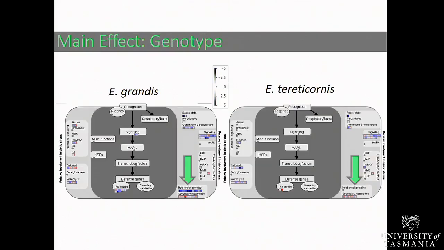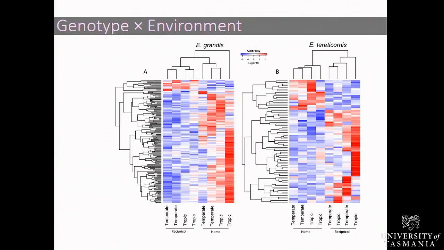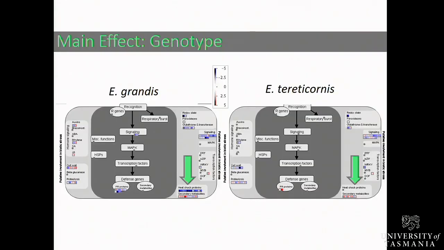If we look at the heat shock proteins now, there's a bunch involved in E. grandis, but none in Tereticornis. That's really interesting. So you've got this really nice pattern of plasticity, but no genotypic pattern in Tereticornis. That's 5 minutes, so I think I'm almost done. I should move along.